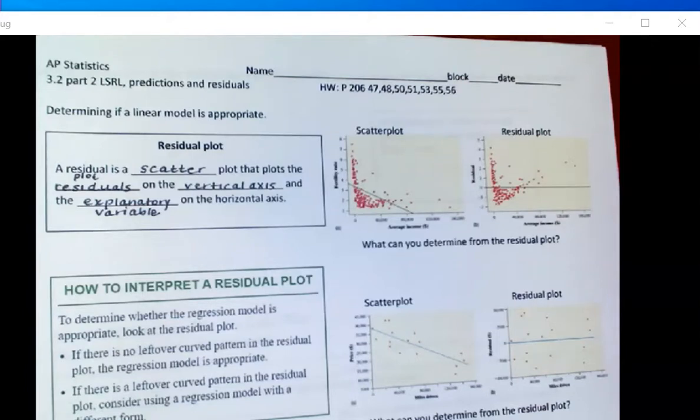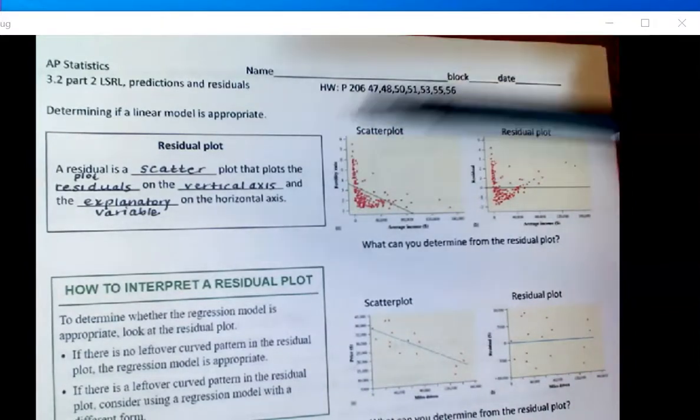One of the first principles of data analysis is to look for an overall pattern and for striking departures from the pattern. A regression line describes the overall pattern of a linear relationship between an explanatory variable and a response variable. Residual plots are what we're going to talk about today. Basically, a residual plot helps to determine if a linear model is appropriate for the data.